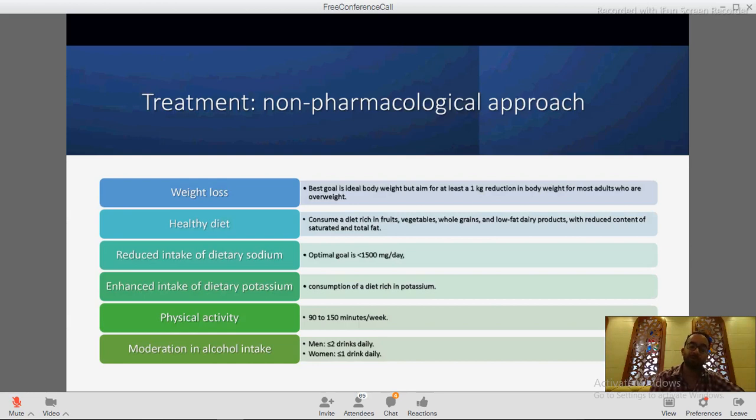Moderation of alcohol consumption: reduce the total amount of alcohol, especially for those who have excessive intake of alcohol. This is equivalent to 2 or fewer drinks daily, or less than 1 drink daily.